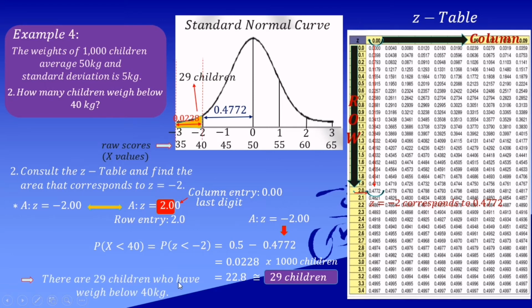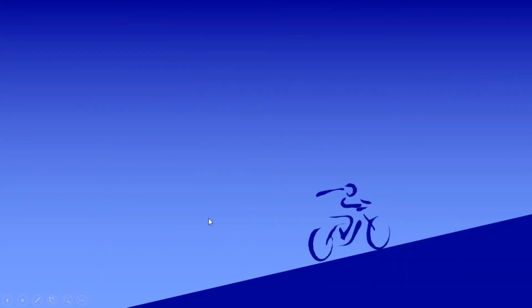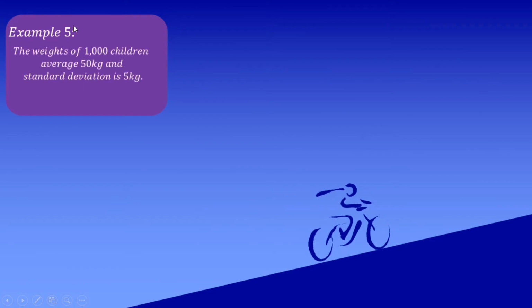So therefore, there are 29 children who have weight below 40 kilogram. For example number 5, we have the same problem, but we are asking for how many children weigh above 55 kilograms. So, ang tanong dito is the above 55 kilograms.